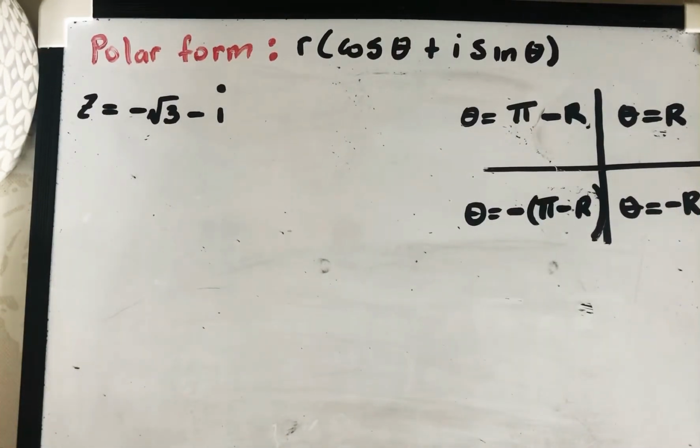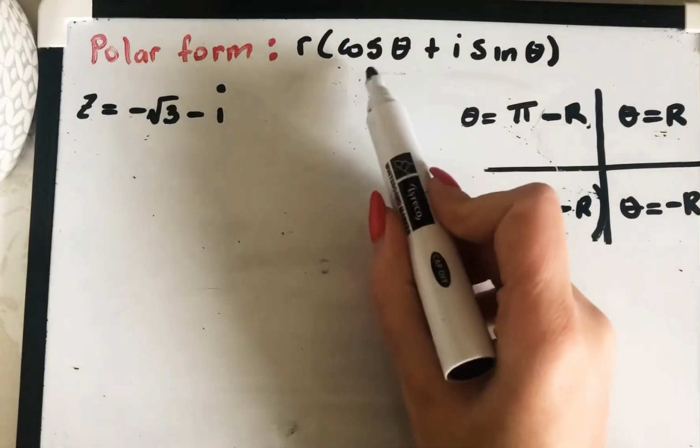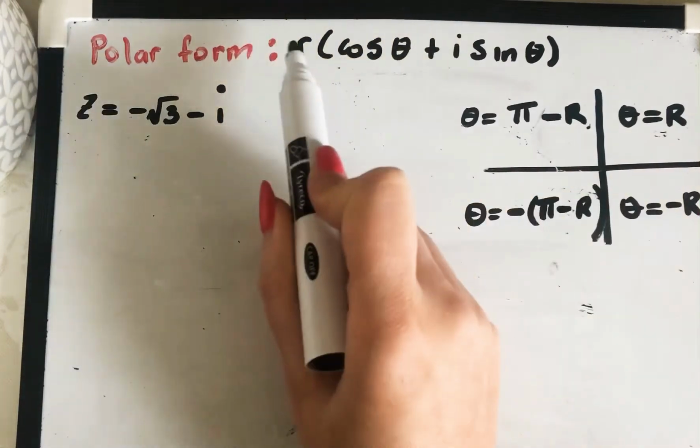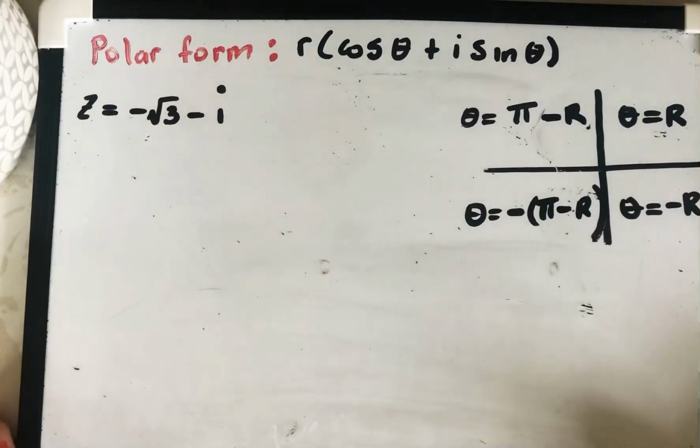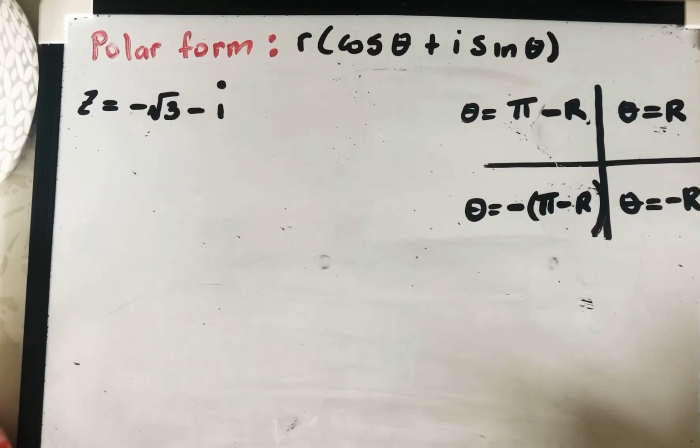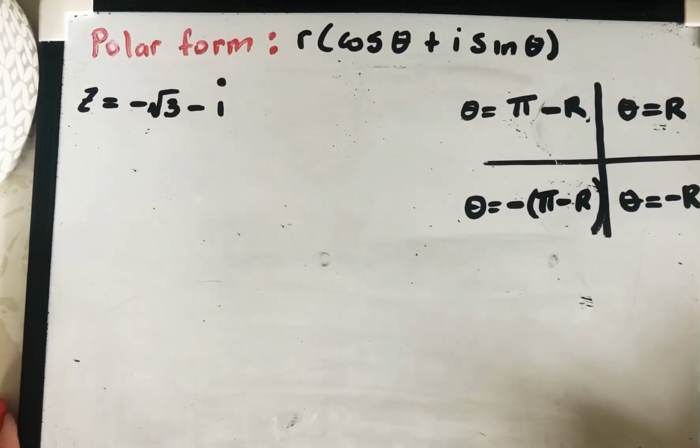This is the fourth video where we explain polar form. Polar form is r(cos theta + i sin theta). r is the modulus and theta is our angle. So in this question we have z equal to -√3 - i. So let's begin by plotting the complex number to see what quadrant it lies in.